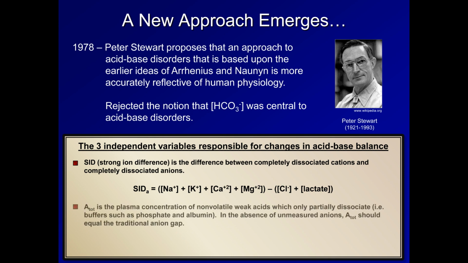A total is the plasma concentration of non-volatile weak acids which only partially dissociate, such as phosphate and albumin. In the absence of unmeasured anions, A total should approximately equal the traditional anion gap. Finally, PCO2 is the partial pressure of carbon dioxide in arterial blood, just the same as it is in the traditional and Copenhagen approaches.